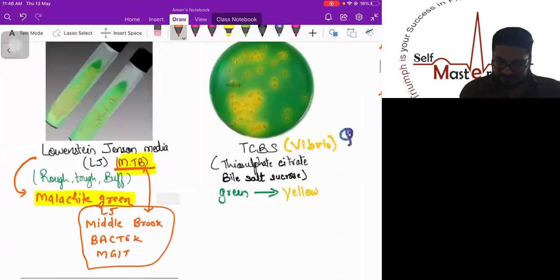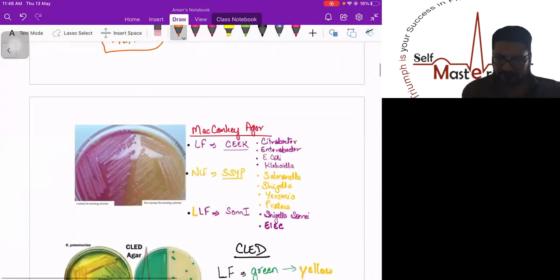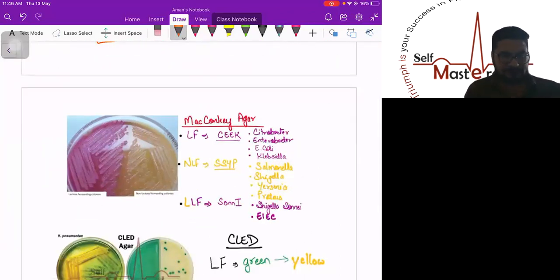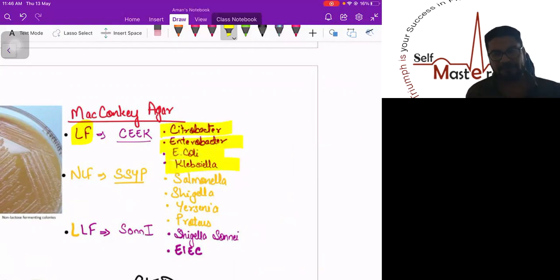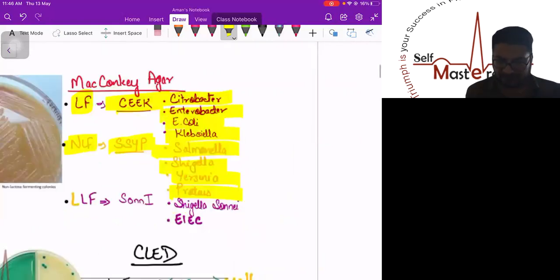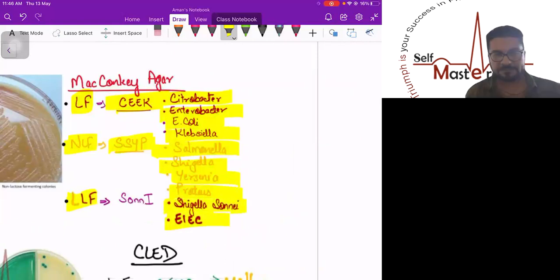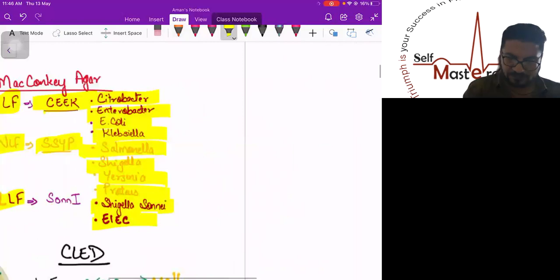Coming to the next revision point, MacConkey agar. Sometimes they ask a question on MacConkey agar. You will see lactose fermenting bacteria, LF, which are Citrobacter, Enterobacter, E. coli, and Klebsiella. If I say non-lactose fermenting, we have Salmonella, Shigella, Yersinia, and Proteus, SSYP. Some are late lactose fermenters, that is Shigella sonnei and EIEC, Enterobacter, E. coli.